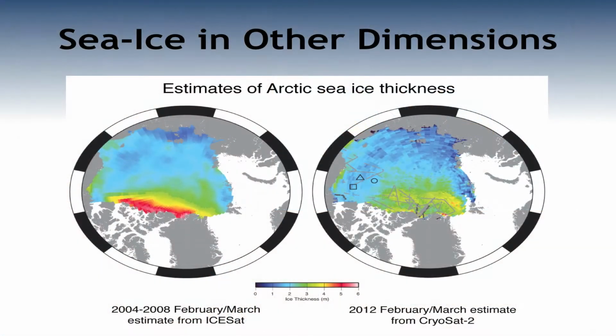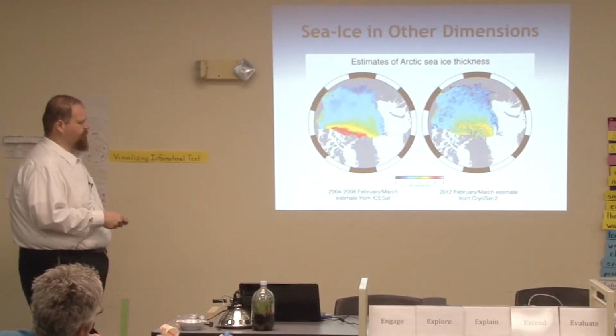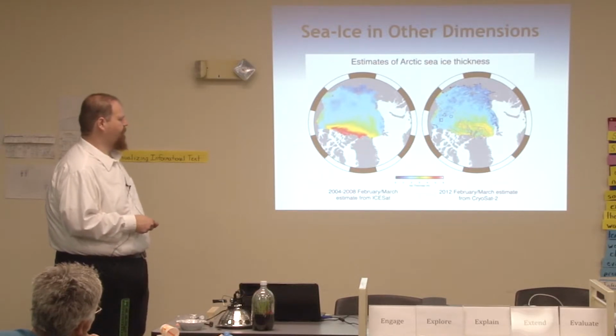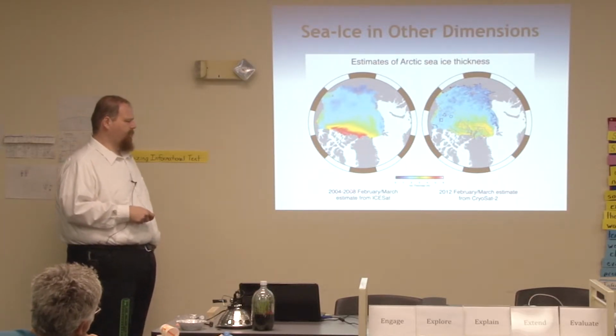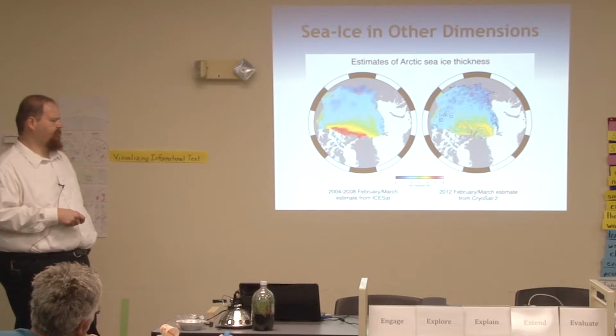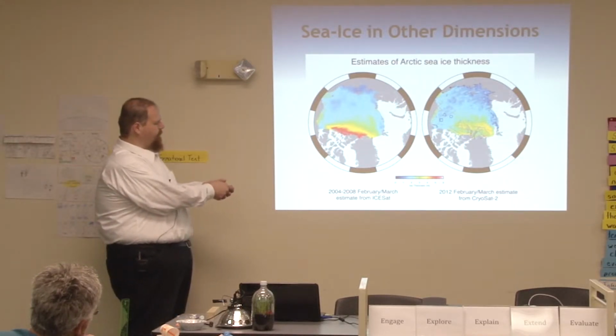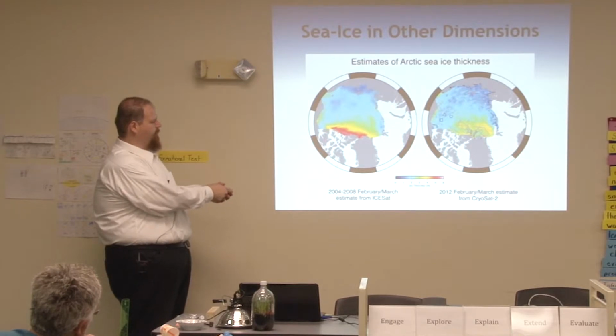But we also have more than just sea ice extent now. We can look at things like sea ice age and sea ice thickness, which add more information. So we get sea ice in other dimensions. This is just using a satellite to estimate how thick the ice was, in meters, in February and March, an estimate for 2004 to 2008. So here's Greenland, here's Ellesmere Island, the northern Canadian archipelago, and the Eurasian continent over here.